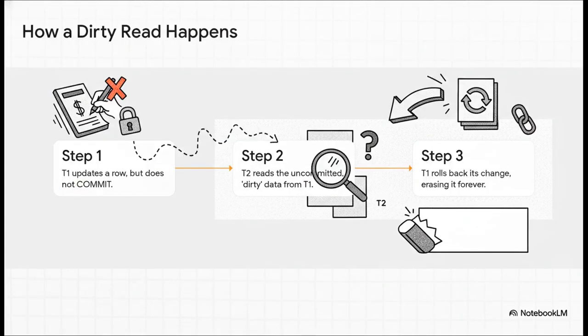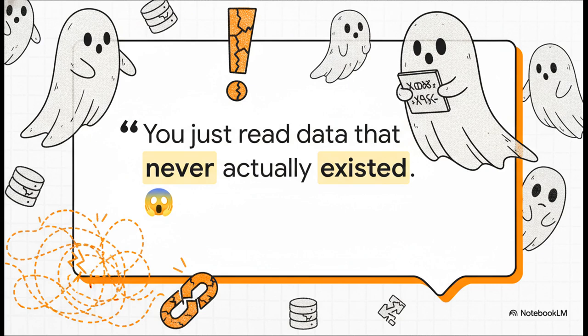Just picture this. Transaction 1 goes in and updates a bank balance. But before it hits commit, transaction 2 sneaks in and reads that brand new temporary balance. And then, transaction 1 hits an error and has to roll back, completely undoing its change. And the result? It's kinda terrifying. Transaction 2 is now operating with information that was never officially real. It literally saw a ghost. And making decisions based on data that never truly existed, that is how you get some really bad system-breaking bugs.